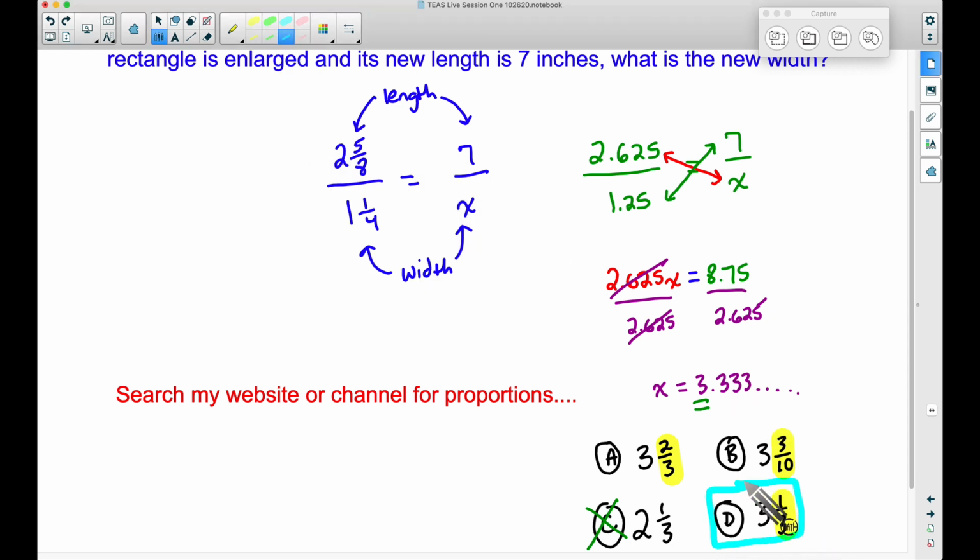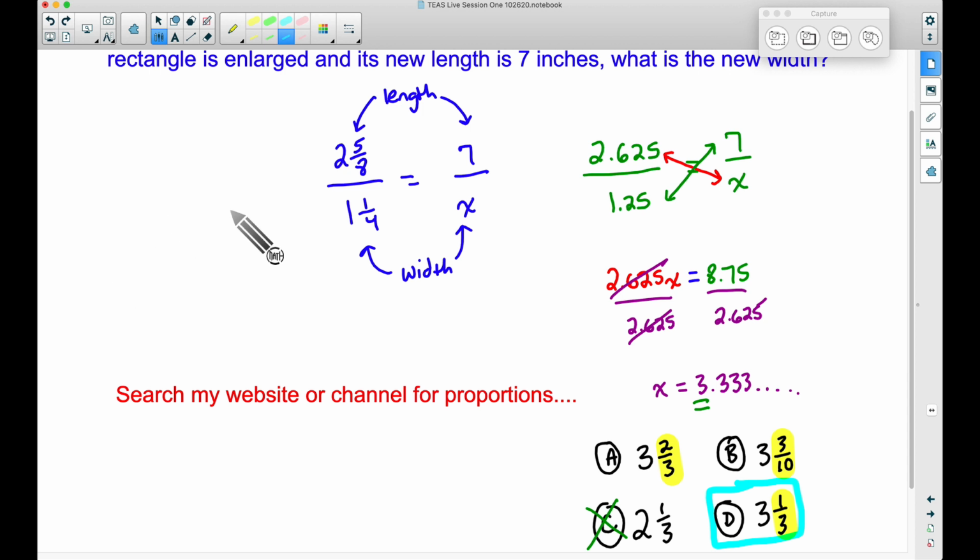Now, using that tip, we never had to multiply or divide mixed numbers or improper fractions. And that's something that you do want to be comfortable with, but we could actually dodge that in this particular problem. Okay, so I'm going to backtrack.